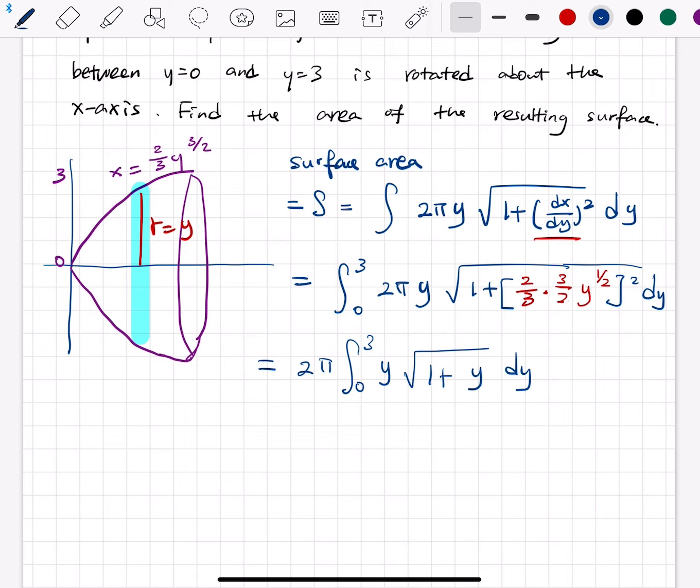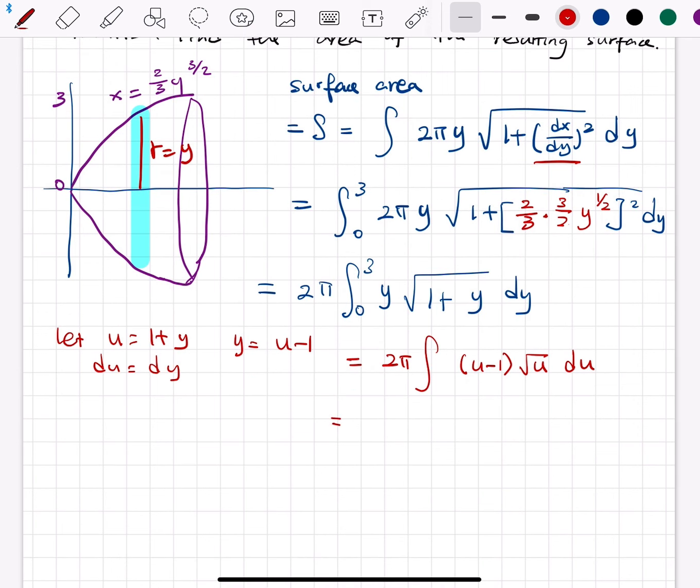Now we're going to do the u substitution. I'm going to let u equal 1 plus y. So y is going to be u minus 1, and du is going to be dy. So now it becomes 2 pi times the integral of u minus 1 times the square root of u du. Multiply them, which is u to the 3/2 minus u to the 1/2 du.